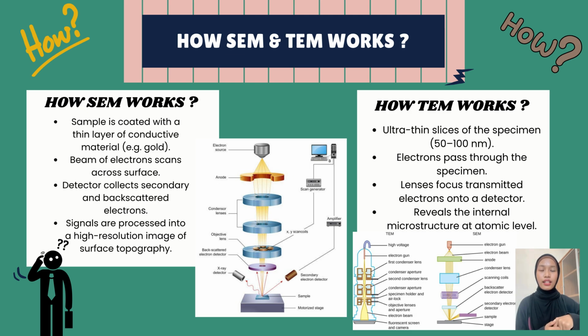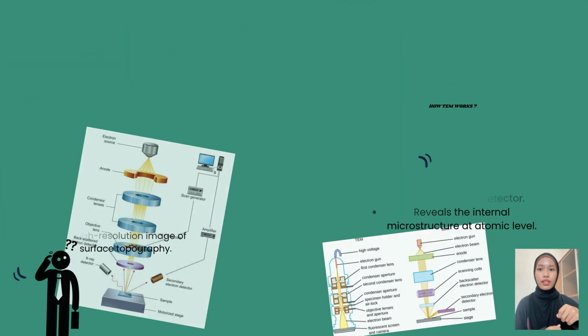And then we have TEM, Transmission Electron Microscope. This one is all about very thin slices of the sample, like 50 to 100 nanometers thick. Electrons actually pass straight through the sample, and then the lens focuses those transmitted electrons onto a detector, so you can see the fine detail inside, sometimes even down to the atomic level.